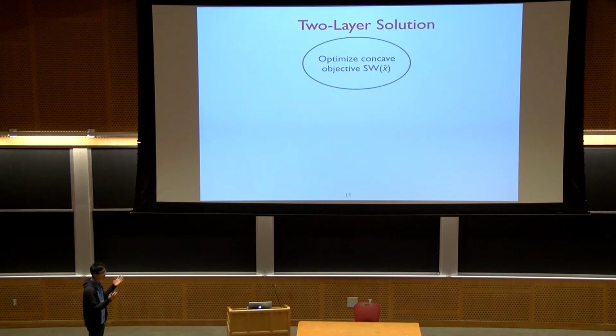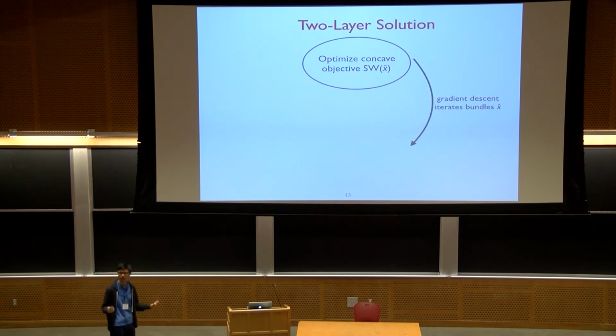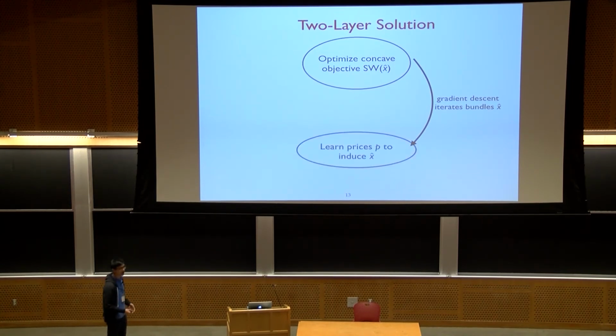So to wrap up this algorithm, it's basically a two-layer solution. We first try to reformulate it as a concave objective function in terms of the bundles. Then we can use standard convex optimization tools like gradient descent to optimize over the bundle space. However, we don't get to directly control the bundle, so we have a subroutine that translates between prices to bundles.